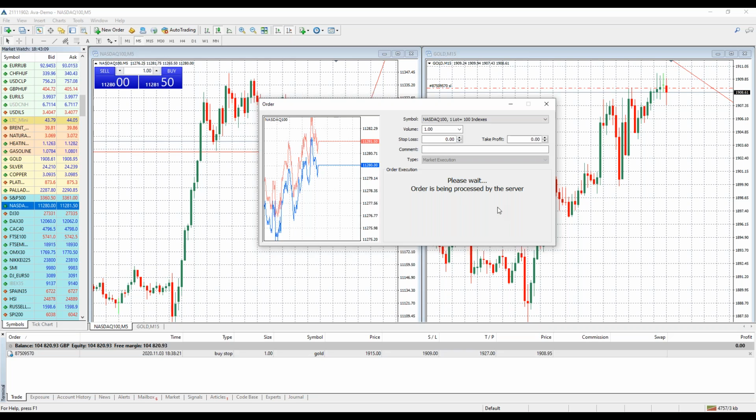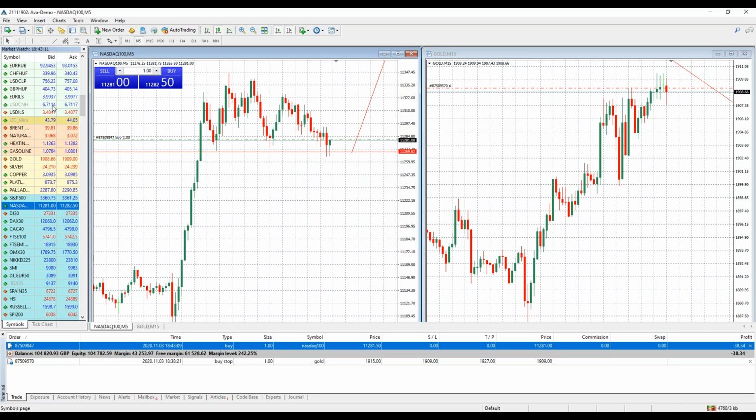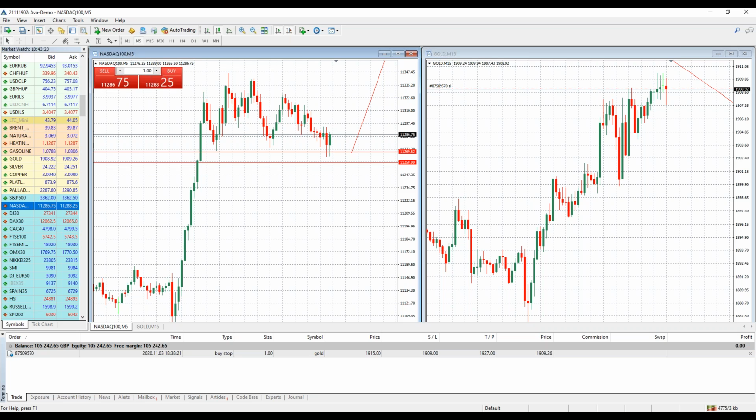I'm going to buy on NASDAQ. I'm going to put my stop loss just below this little support level, so I'm not risking much, 11,255. And then boom, there it went, and I just made $500. Okay, that's how quick it can happen.